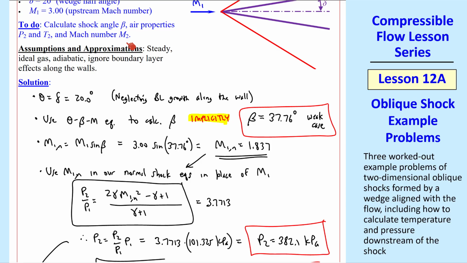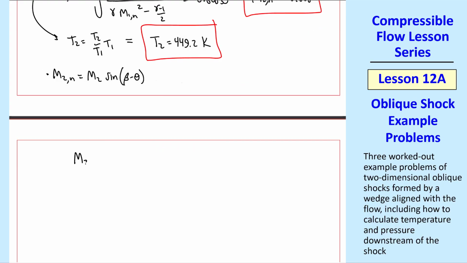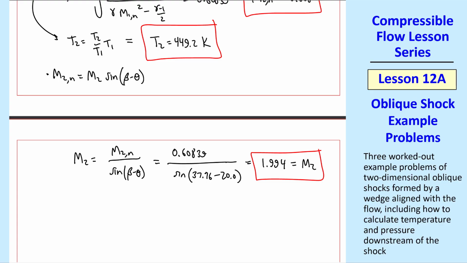Now we need Mach number M2. Well, M2N is M2 sine of beta minus theta, which we can solve for M2. And plug in our values. I get M2 as 1.994. Again, it should not alarm us that M2 is supersonic, especially for the weak oblique shock case.